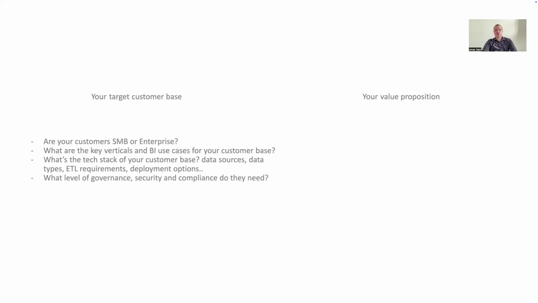And then fourth, it's all about looking at the level of governance, security, and compliance they need. If you're dealing with an enterprise customer, then there are very specific vendors who are able to help you achieve that. Now, when it comes to your value proposition, it's also important to take a look at the differentiation level for the solution and the BI solution you're going to adopt.